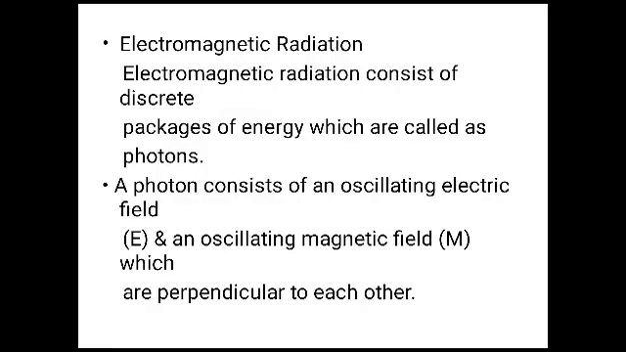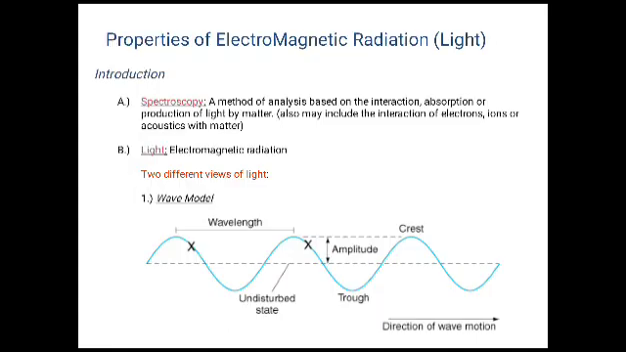So what is electromagnetic radiation? Electromagnetic radiation consists of discrete packages of energy which are called photons. A photon consists of an oscillating electric field and magnetic field, and these two fields are perpendicular to each other. So these are the properties of electromagnetic radiation, that is the light.